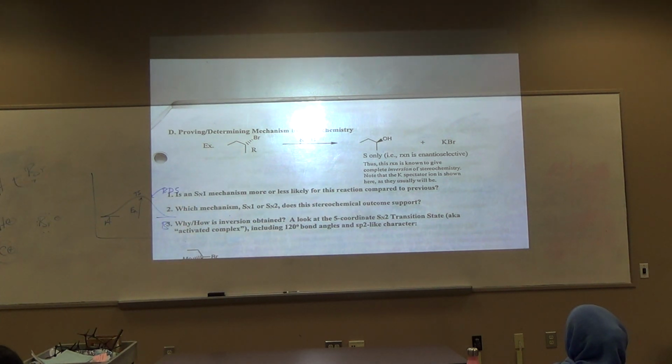Potassium is a spectator ion. You learned that in Gen Chem. It sits in the bleachers and just watches. All right? So hydroxide.